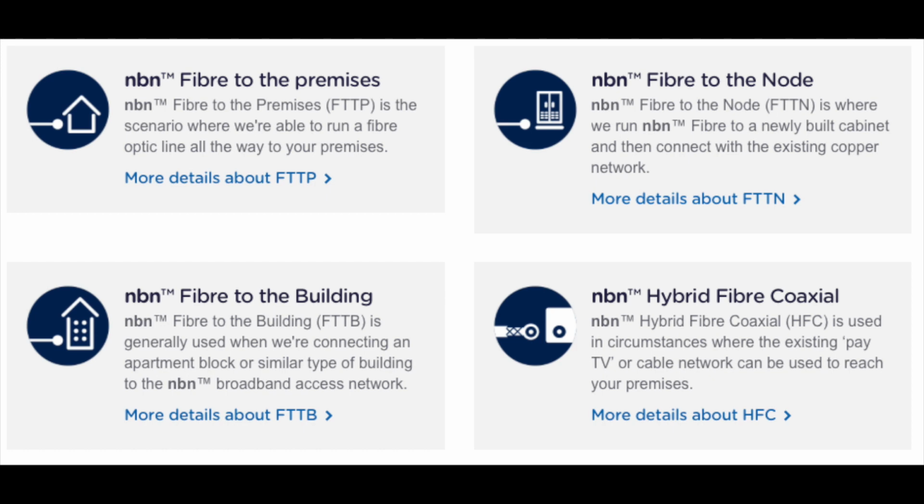And then NBN hybrid fibre coaxial, that's when you've got a situation where you've got like an Optus cable or some Foxtel cable or something coming to your house, and they're able to supply the NBN over someone else's optical fibre cable. So that'll give you good optical fibre connection, but not using an NBN FTTP, but actually using someone else's optical fibre. So there you go.